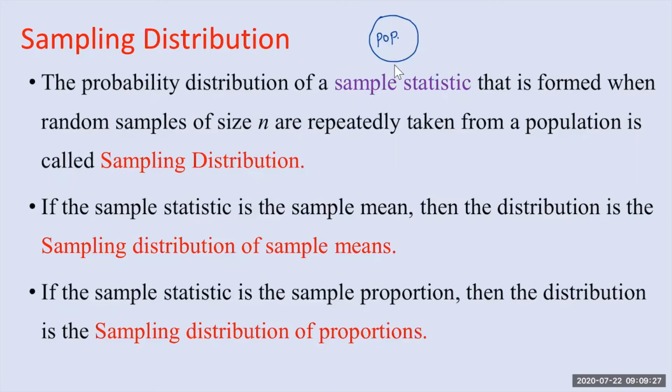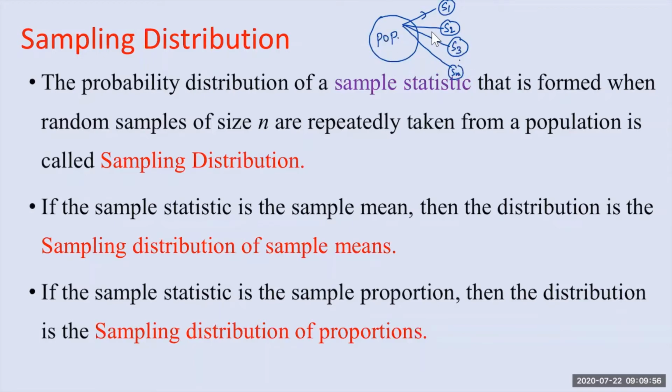And from the population, we'll draw the samples. We'll draw many samples. Say, for example, S1 is the first sample. S2 is the second sample. S3 is the third sample, and so on. We may go up to the nth sample. So we'll draw different samples from the population.